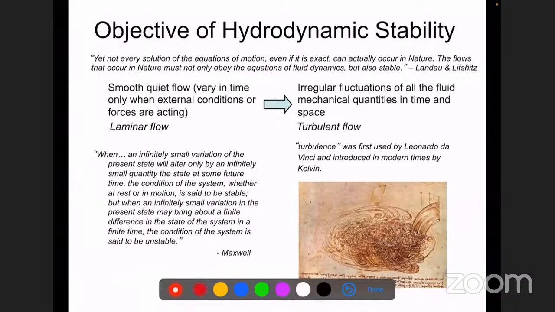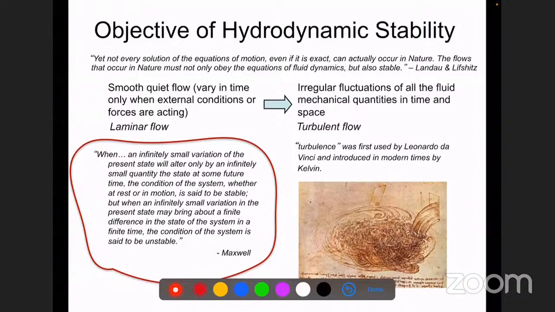How does this happen? Without changing anything regarding, let's say, the geometry, just by changing some kind of forcing in the problem, I can take a flow from a nice orderly state to a highly disorderly state. And this has been a question that people have been asking for a long period of time. In the words of Maxwell, an infinitely small variation of the present state will alter only by an infinitely small quantity. That's basically the definition of what you mean by it being stable. And the reverse would be when it becomes unstable, that it brings about a finite difference in the state. Now, these obviously got laid down in a more mathematical setting.